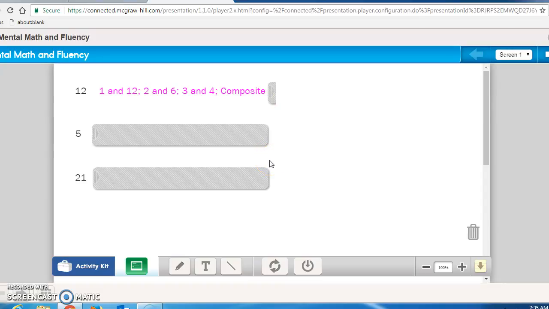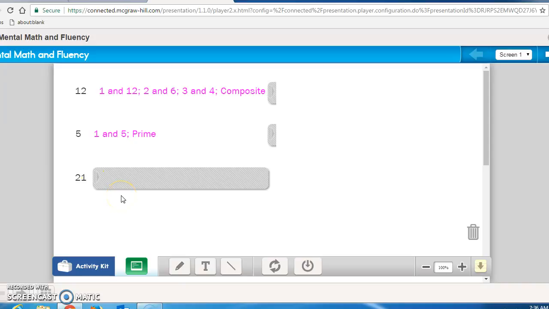What are the factor pairs for the number 5? You should have started out with 1 and 5. 2 times nothing is 5. 3 times nothing is 5. 4 times nothing is 5. So what kind of number is 5? It's a prime number.